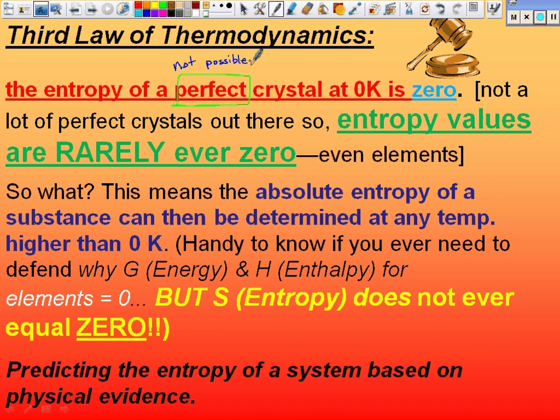Absolute zero. So far, we're not even all the way through this, and we've got two things that do not exist on this planet: things such as perfect crystals and absolute zero. Neither of those two things are real. So it says the entropy of a perfect crystal at 0 degrees Kelvin is zero, which means the delta S of that thing, whatever it is, would be zero.